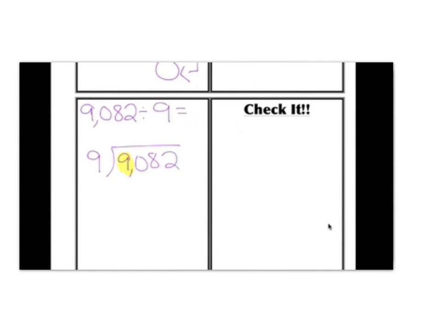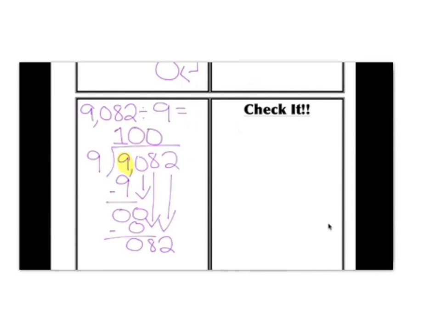9 goes into 9 a total of 1 time. 1 times 9 is 9. Subtract, 9 minus 9 is 0. Bring down the next number. 9 goes into 0 0 times. Don't forget your 0 at the top. 0 minus 0 is 0. Bring down the 8. 9 still can't go into 8 because 8 is smaller than 9, so we're going to write another 0 at the top and bring down our next number.